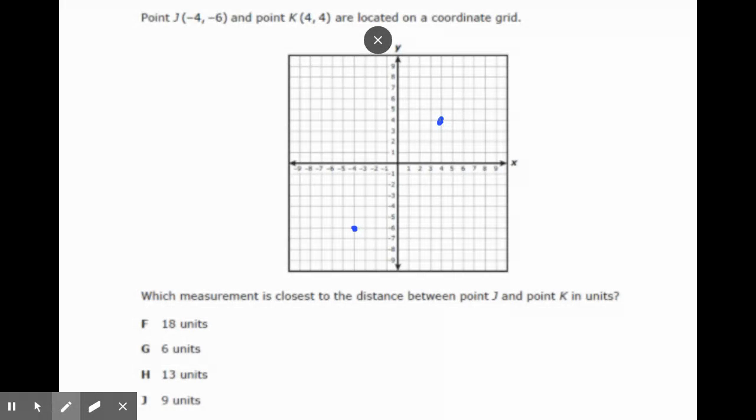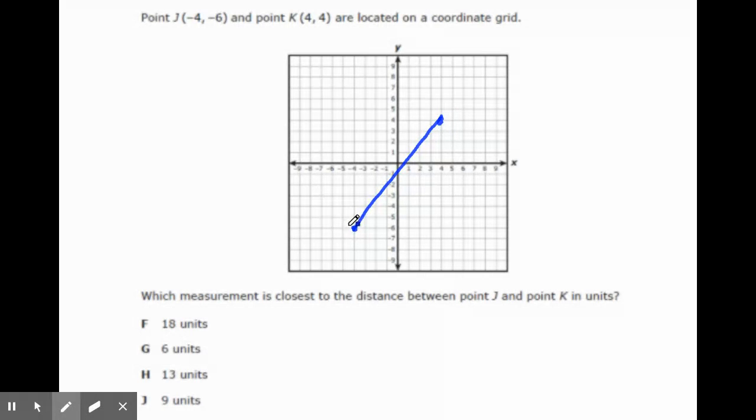All right, so the way we're going to find the distance between point J and point K is we're going to use the Pythagorean theorem. Now, when we're talking about the distance, we are not talking about slope. Slope is how steep a line is. We're talking about how far apart these two are. So we're going to draw a right triangle.